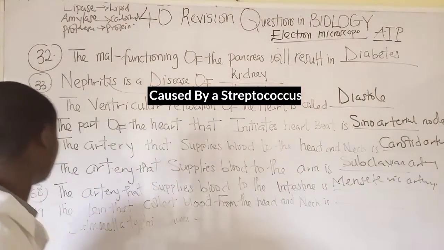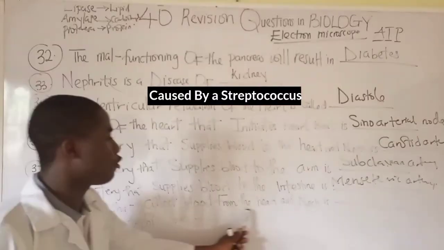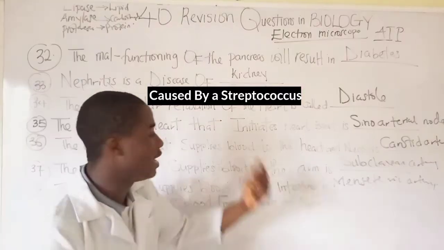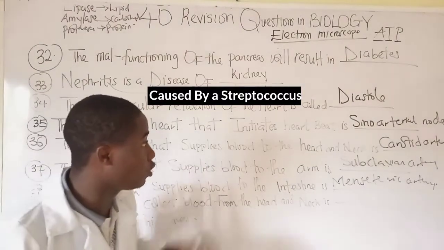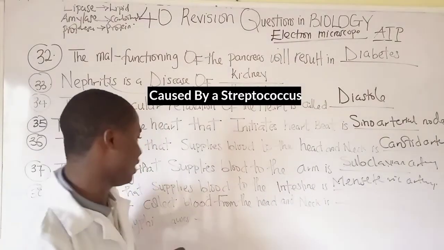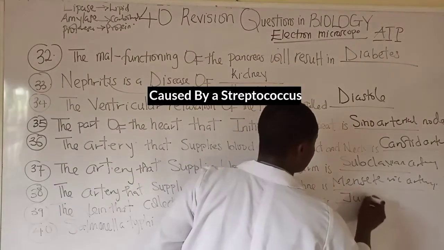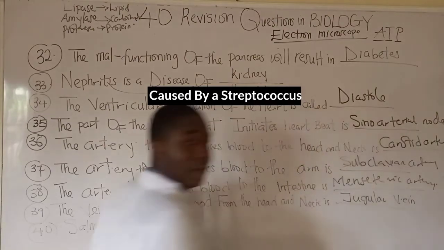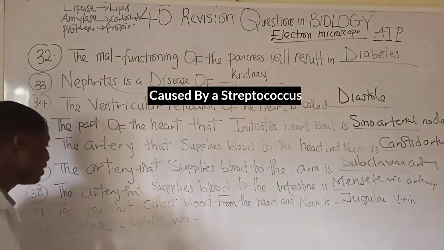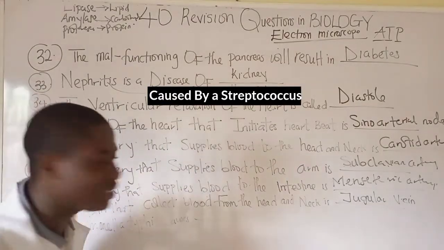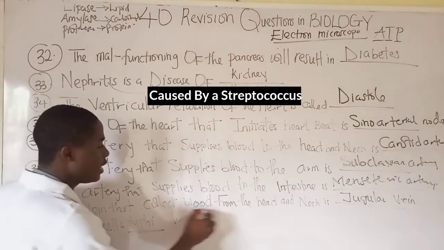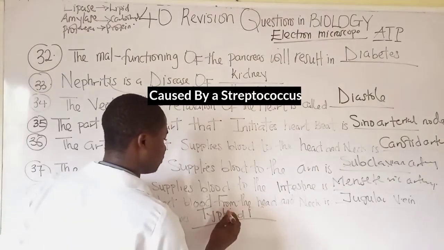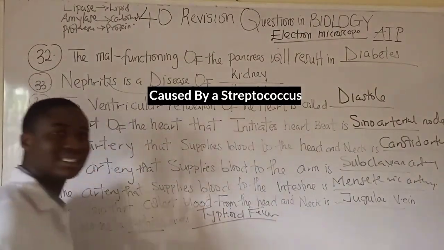Now for the next question, it says the vein that collects blood from the head and the neck. You can see it's the opposite of this. This is the artery that supplies. Now the vein collects blood from the head and the neck. That vein is called the jugular vein. Okay, it's called the jugular vein. Now for the last question, it says Salmonella typhi causes, from the word Salmonella typhi, it causes typhoid fever. Salmonella typhi causes typhoid fever.